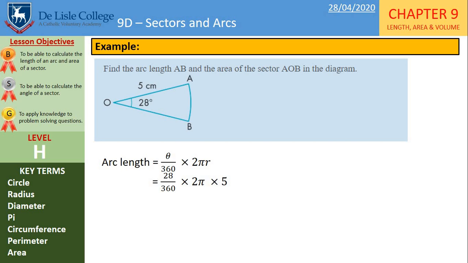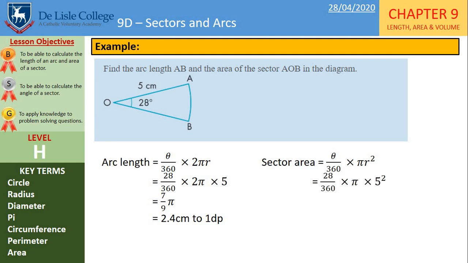If this is a non-calculator question, or we need our answer in terms of pi, we can then simplify that to 7/9 pi. If it's a calculator question, we can go straight to the numerical answer and get 2.4 centimetres, and that's to 1 decimal place. The area, again, we've got the formula, and again, substitute. So we're going to have 28 over 360 times pi times 5 squared. Like before, if this was a non-calculator question, or you need to give your answer in terms of pi, we can simplify this to 35 over 18 pi.